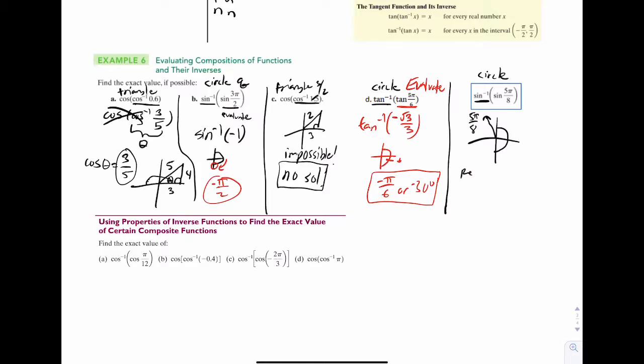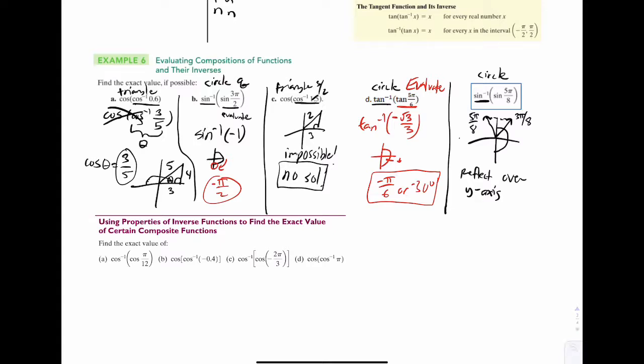So for sine, you simply reflect over the y-axis, because that's not going to change the y value. And by reflecting it, we're going to put it within the range. So now if you reflect that, that new angle is going to be 3π/8.